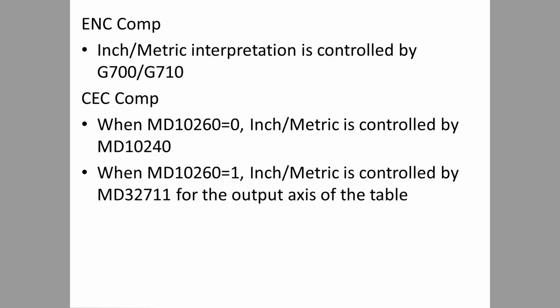If they tell you that no, it can't be changed, the machine has to stay in metric, then the best advice is to keep all of your comp tables in metric. The value in the axial machine data, which is the same thing that the spreadsheet is using, doesn't do anything anymore because 10260 is 0. So you'll need to do all your comps in metric.